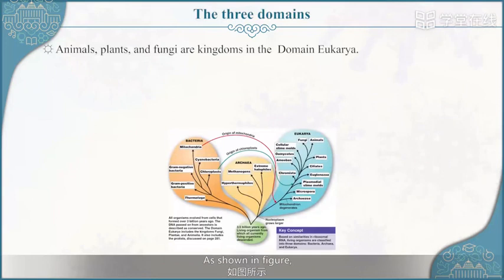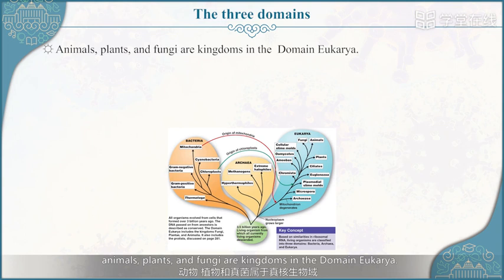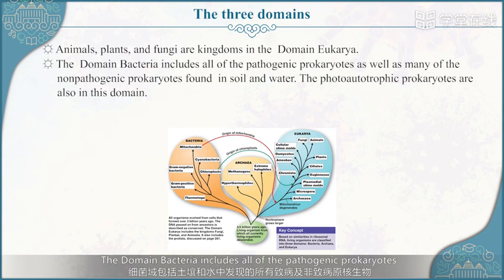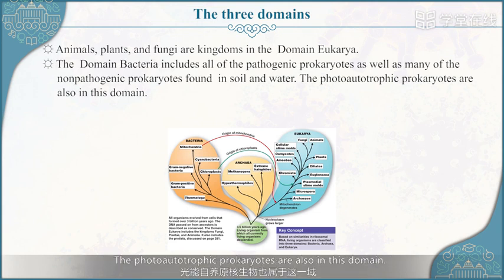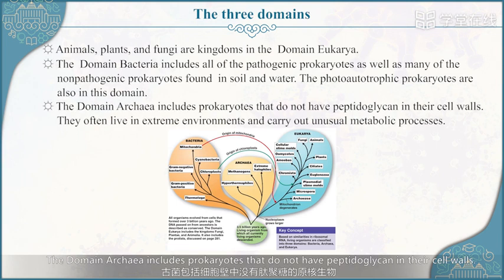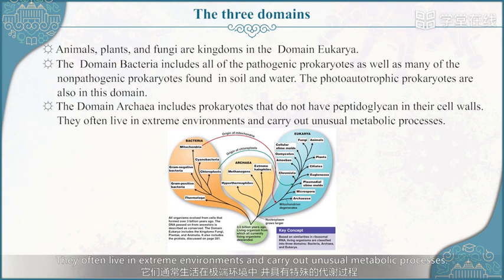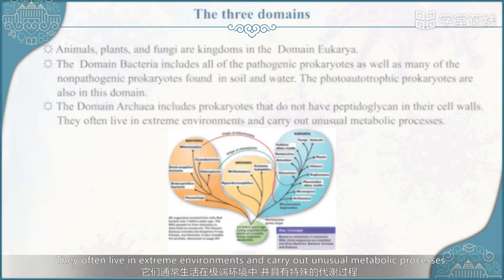As shown in the figure, animals, plants, and fungi are kingdoms in domain eukarya. The domain bacteria includes all of the pathogenic prokaryotes, as well as many of the non-pathogenic prokaryotes found in soil and water. The photoautotrophic prokaryotes are also in this domain. The domain archaea includes prokaryotes that don't have peptidoglycan in their cell walls. They often live in extreme environments and carry out unusual metabolic processes.